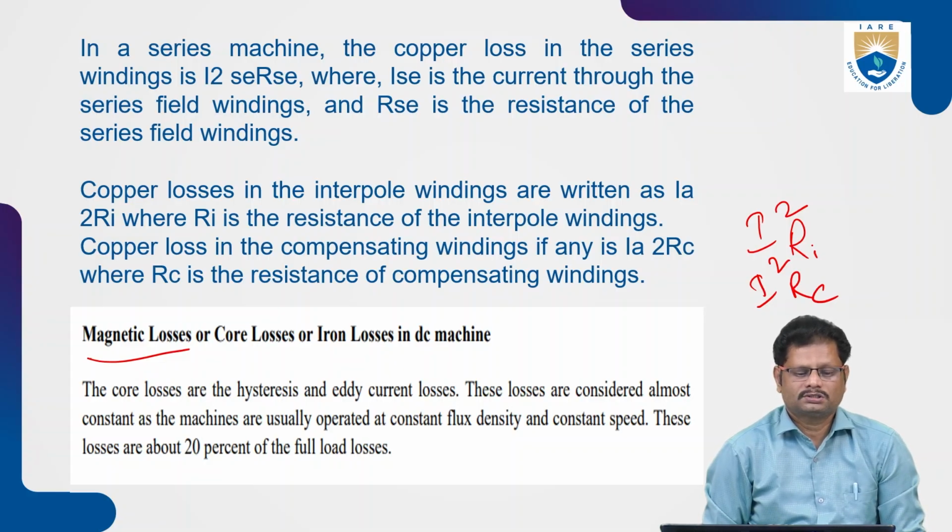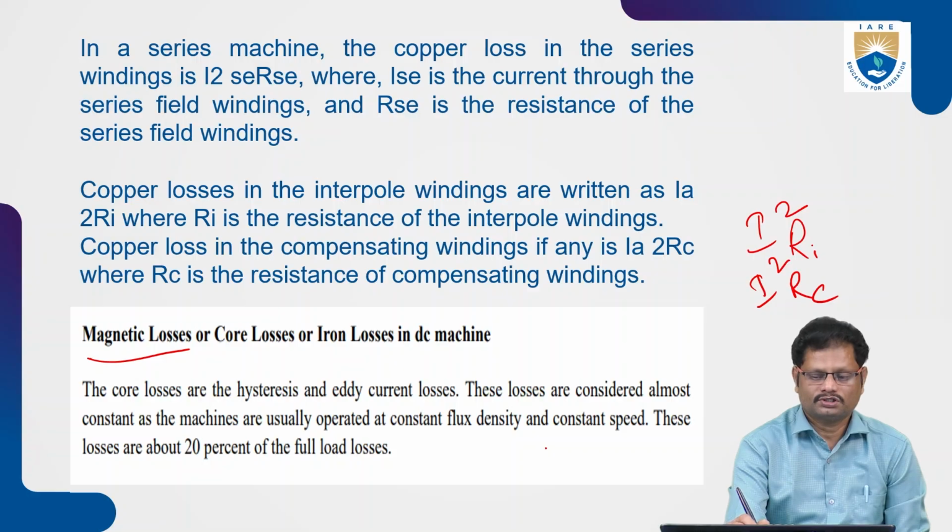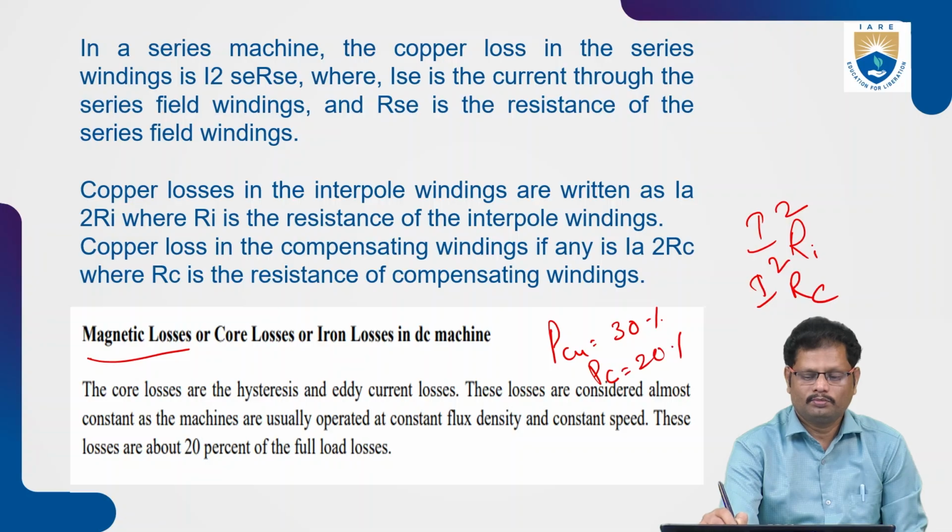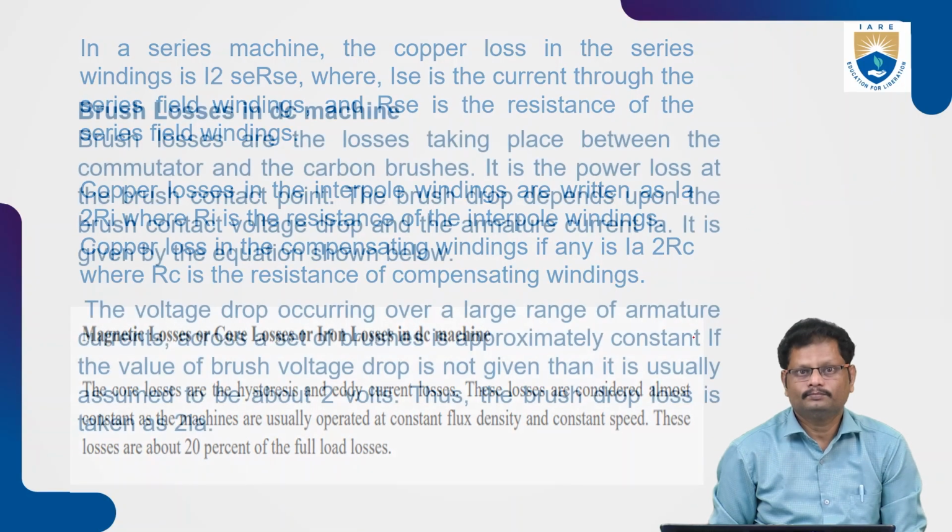The core losses are of two types: hysteresis and eddy current losses. These losses are considered almost constant, as the machines are usually operated at constant flux density and constant speed. These losses are about 20% of the full load losses. Copper losses are about 30%, and iron losses, or constant losses, are about 20% of full load losses.